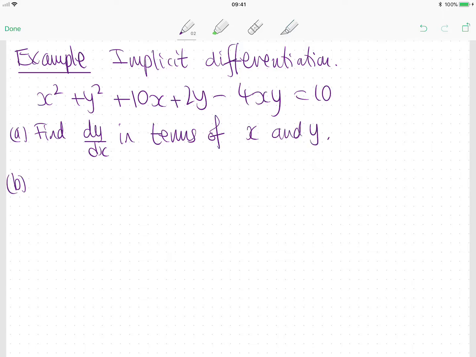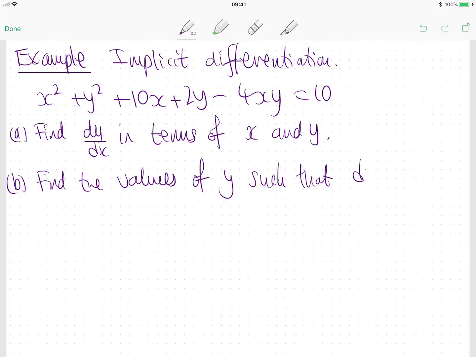And part B is some kind of application. Let's find the values of y such that dy dx equals 0. Okay, so let's jump in. Here's our solution.